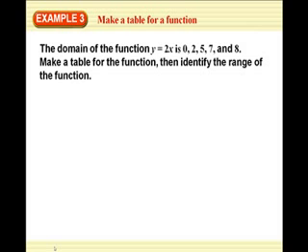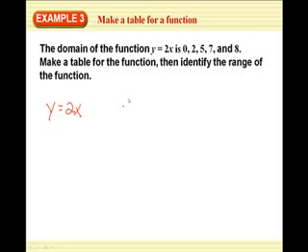Okay, so it says, make a table for a function. Example number 3. Actually there is a key concept box above example 3 that shows you making a table. It gives it to you as a verbal rule and as an equation, and then makes a table. So we'll just do this here in example 3. We have a function. We have this equation, y equals 2x.